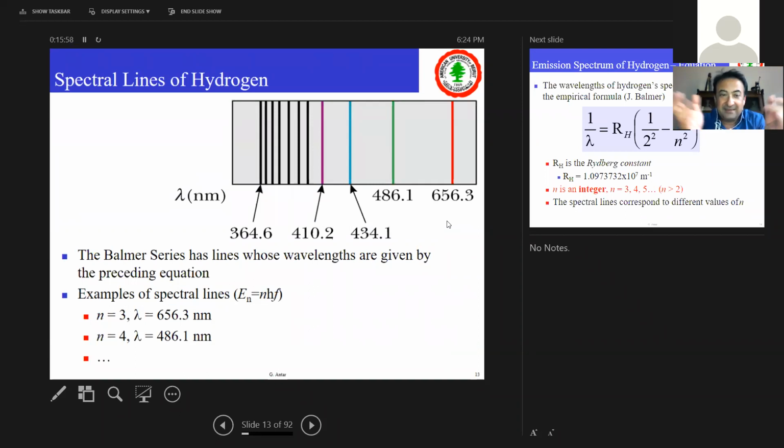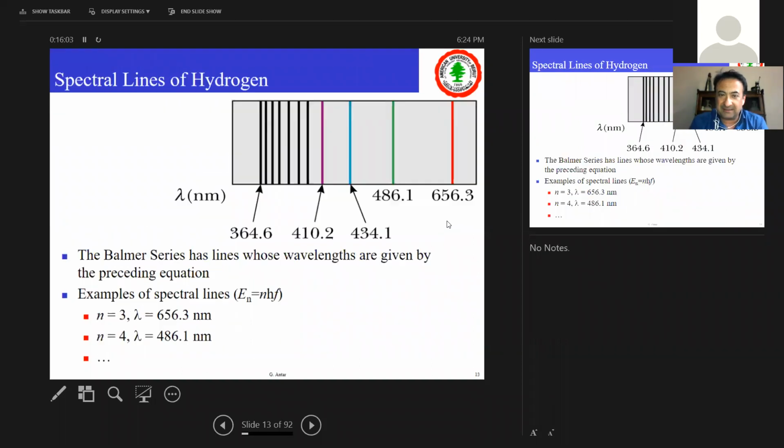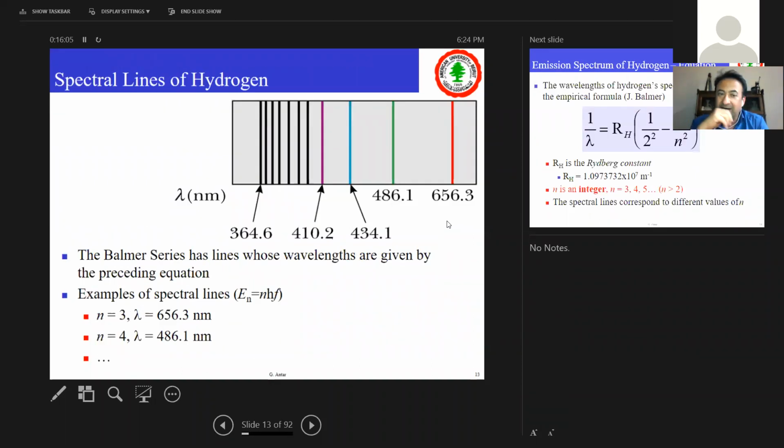What Mr. Balmer did is, okay, you know what? I'm going to take these spectra here, and I'm going to look at just the wavelengths. So, for example, I'm going to have 364.6, 410.2, etc. And now what I'm going to do is find a relationship between these wavelengths. There must be a relationship, okay? And I'm going to see if I'm able to get a relationship based only on simple experimental observation, a simple link between these wavelengths.